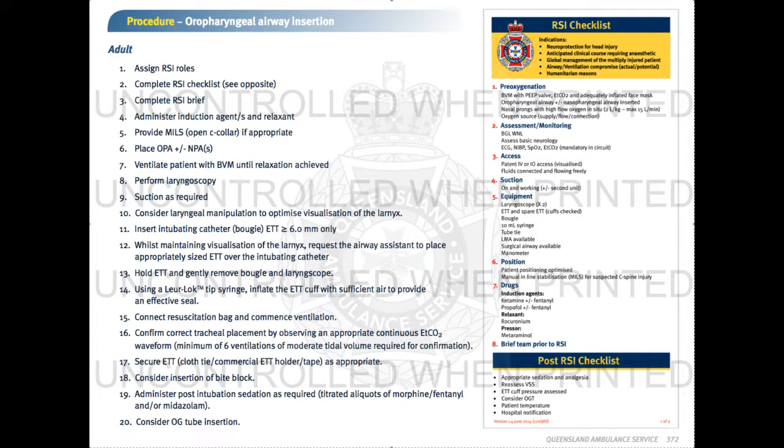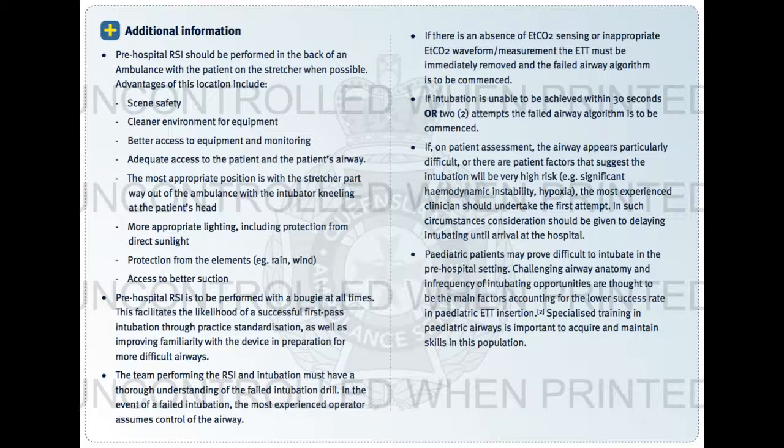This is the QAS procedure for rapid sequence induction, and the first 3 steps in the procedure are assign roles, complete RSI checklist, and complete RSI brief. And part of that brief will be to plan for and assign roles for failed intubation. The additional information for the QAS RSI guidelines state that the team performing the RSI intubation must have a thorough understanding of the failed intubation drill.